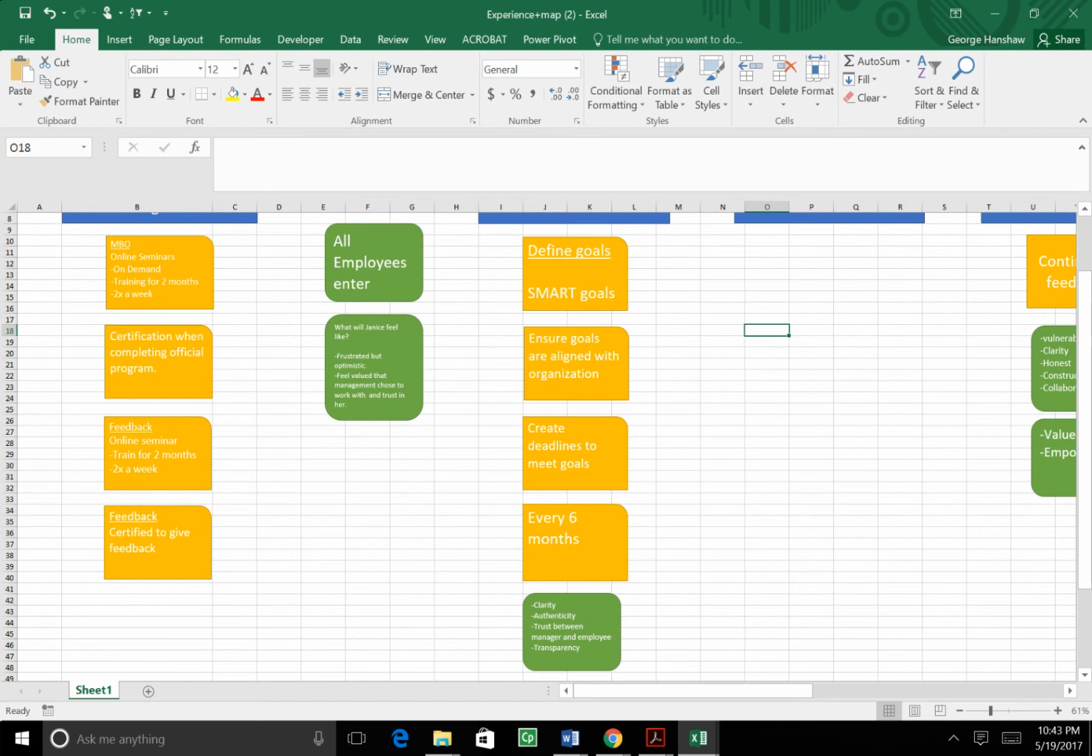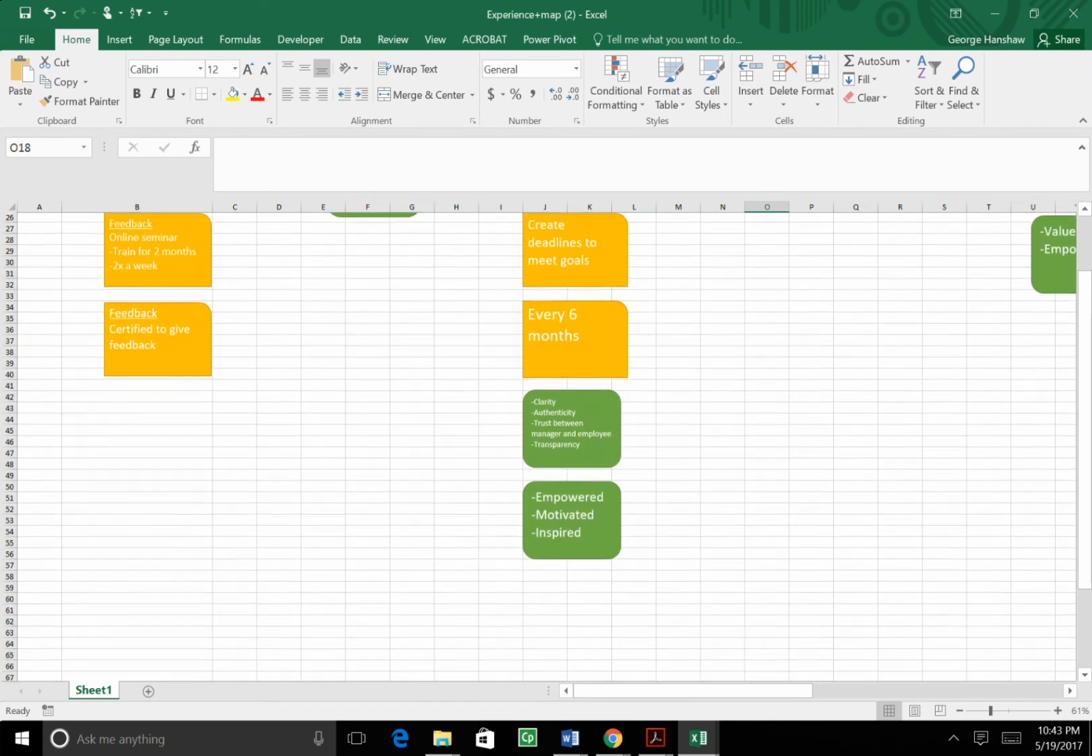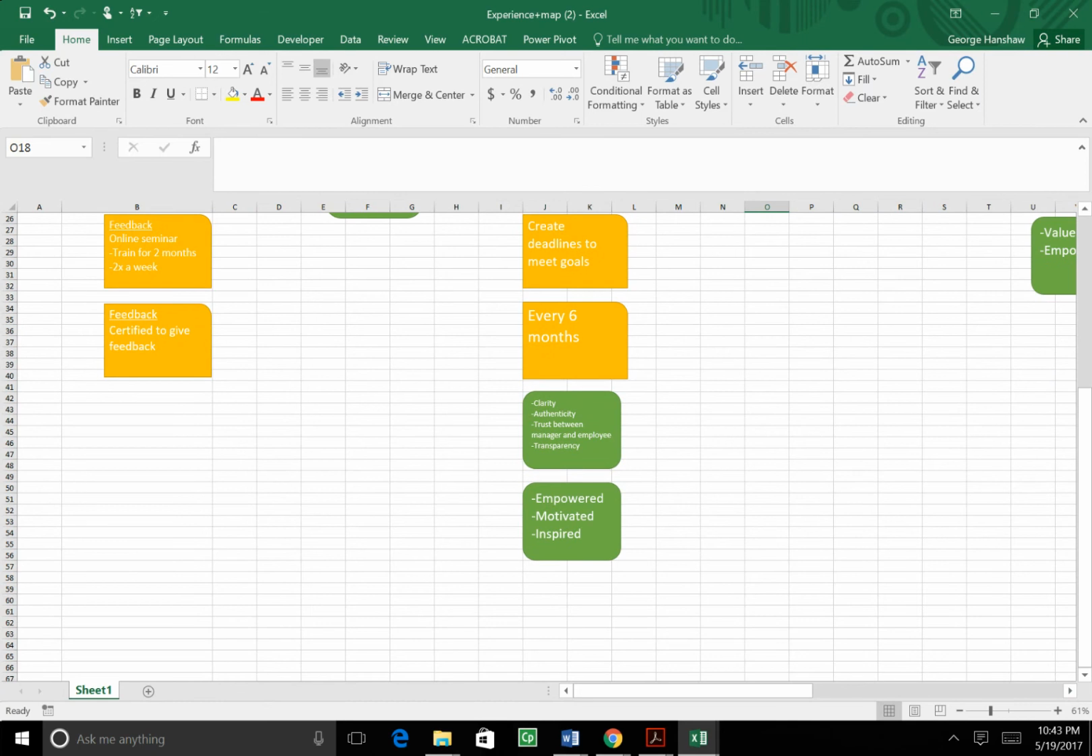They have to define the goals, ensure the goals, create deadlines every 6 months, and then the green. Now that's going to be the feelings and the emotion felt by the customer going through this, whether the customer is an employee, manager, whoever it is, whoever's going through this process. The emotions we want them to feel, the desired outcomes, are we want them empowered, motivated, inspired.